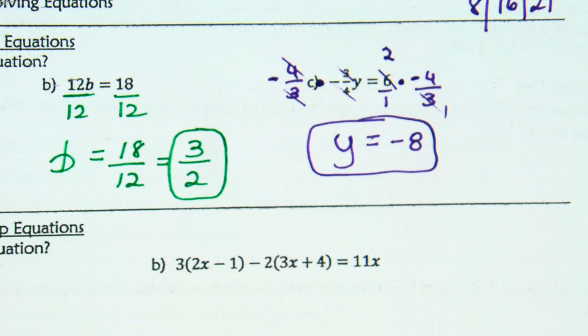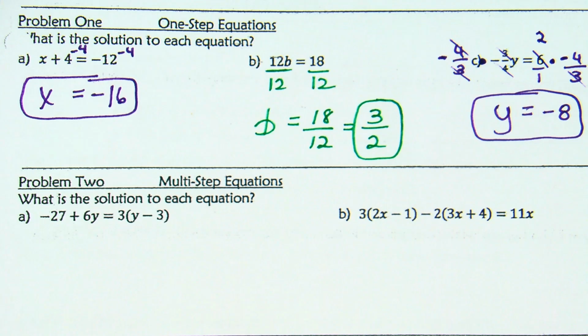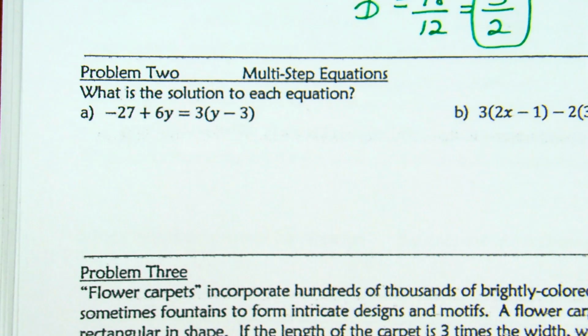Okay, let's practice some multi-step equations here. What is the solution? Negative 27 plus 6y equals 3 times y minus 3. Think back. You got it. What is step 1? Distribute. You have those parentheses that we basically want to get rid of. So we're going to distribute that 3 to both pieces.